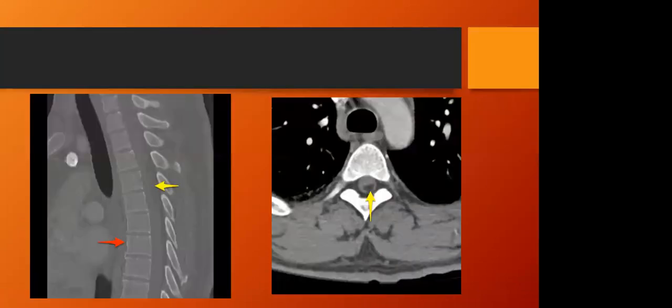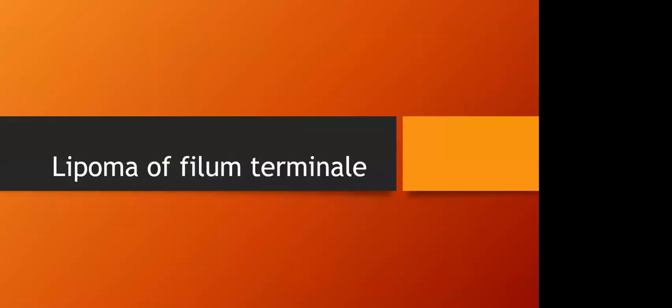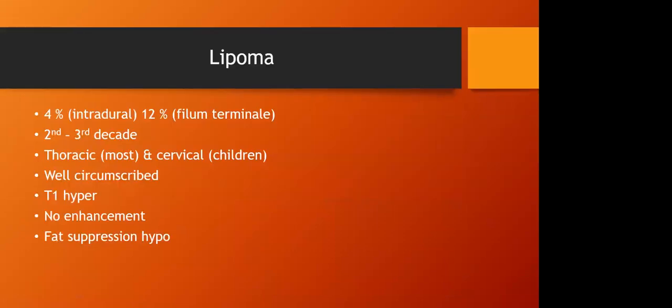Intradural lipoma. This is lipoma, hypodense on CT. Lipoma could be associated with spinal dysraphism, and this is the most common with lipomyelomeningocele, or could be intradural, and this is the case in 4%, or within the filum terminale in 12% of the cases.